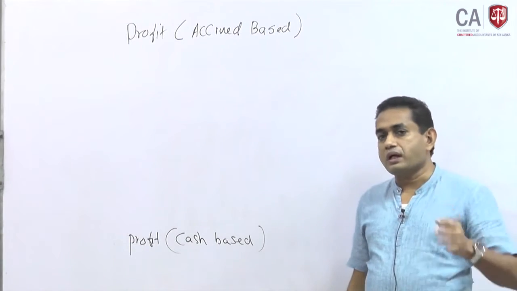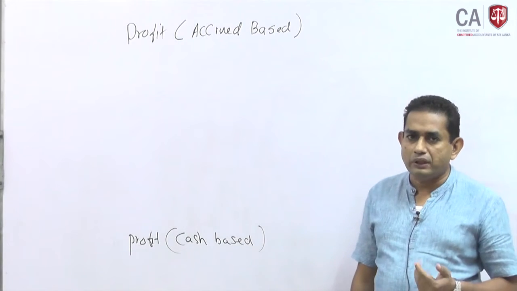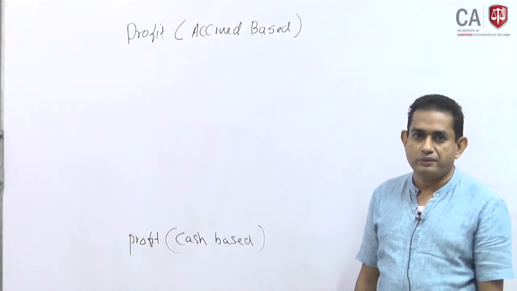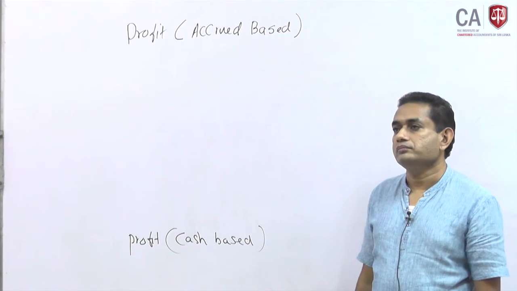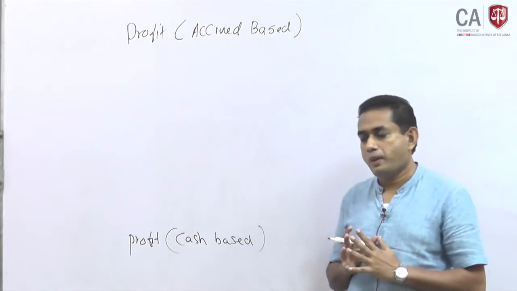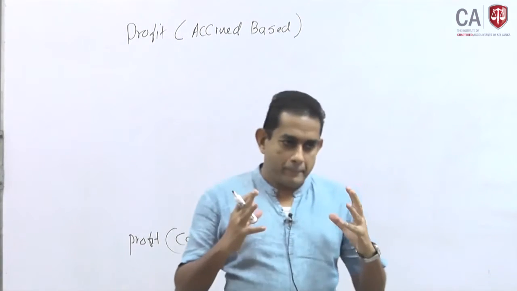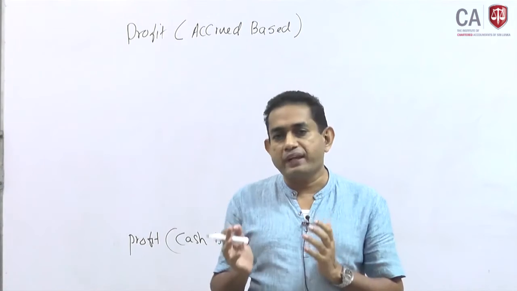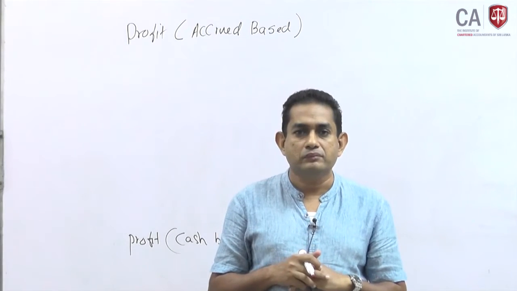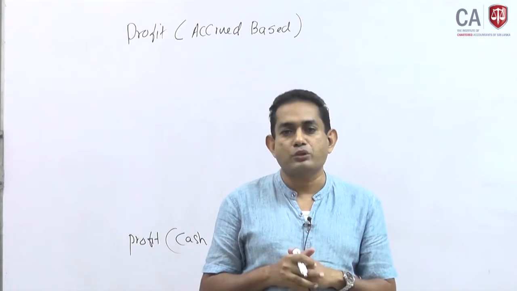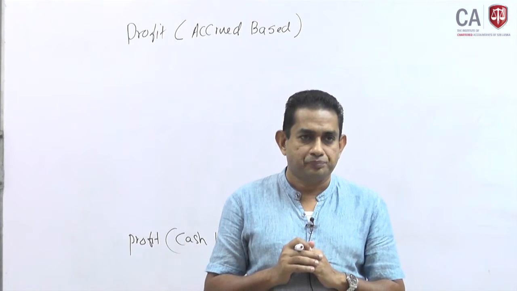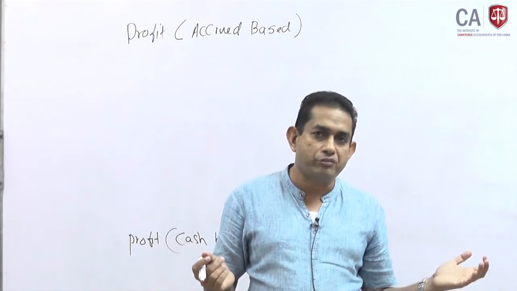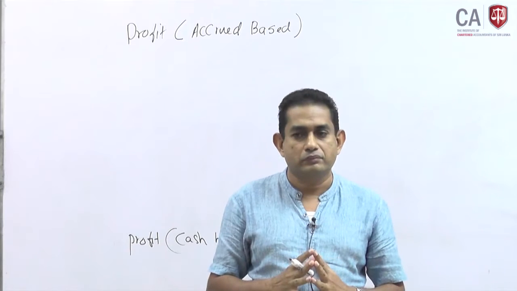So, now we are going to start our exercise of transforming and converting accrued based profit to the cash based profit. If somebody sees the profit and loss balance, the net profit figure is not the amount of cash balance in your cash account. Your cash account balance will be something else, whereas your profit figure will be a completely different figure.